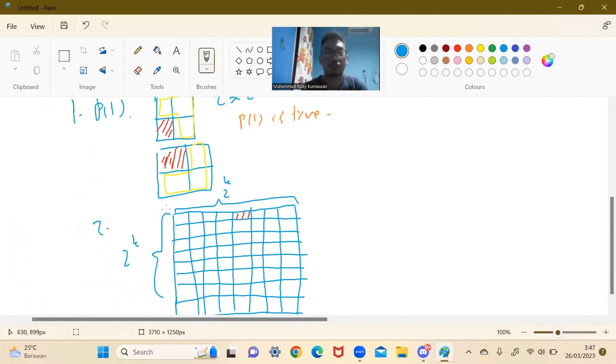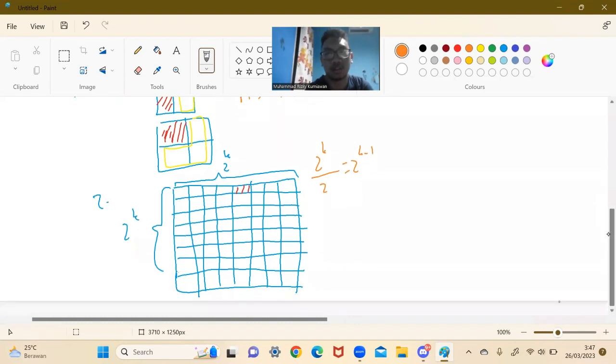Now, we want to define a way to make 2 to the power of k minus 1 show up. How do you do that? Okay. Now, notice that 2 to the power of k divided by 2 is 2 to the power of k minus 1. All right. What does this have to do with the board? Well, it turns out you can split the board into 2 here. That's the only way you can get 2 to the power of k.